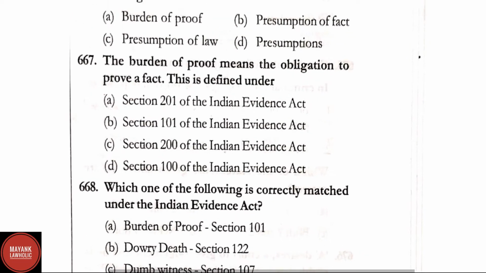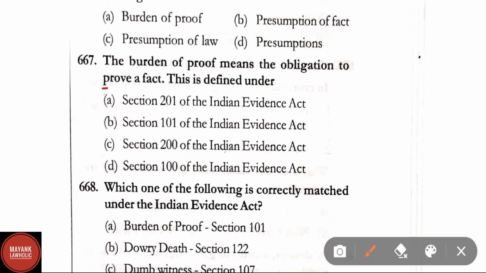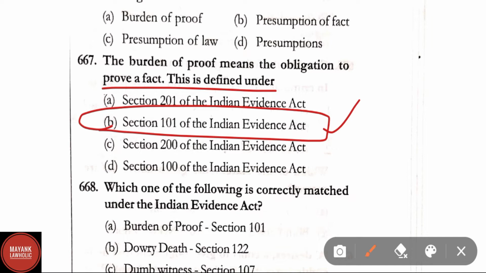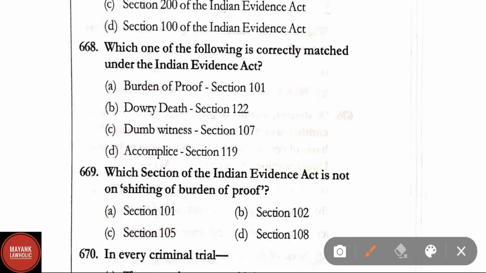Question number 667. The burden of proof means the obligation to prove a fact. This is defined under section 101 of the Indian Evidence Act. Question number 668. Which one of the following is correctly matched under the Indian Evidence Act? Burden of proof, section 101. Here option A is the correct answer.